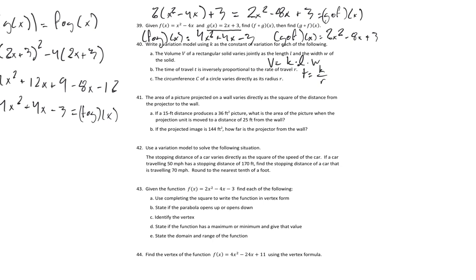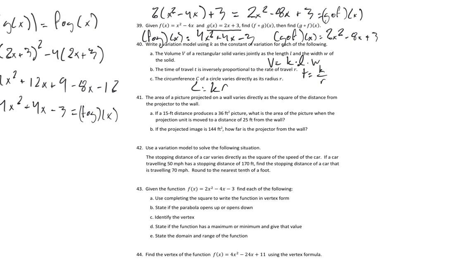Okay, so now the circumference C of a circle varies directly as its radius R. Well, C is KR. That just means as R changes, since it's direct, there's no modification we have to make here. So just as R varies, the circumference also varies, but we have this constant here to tell us how it varies exactly.